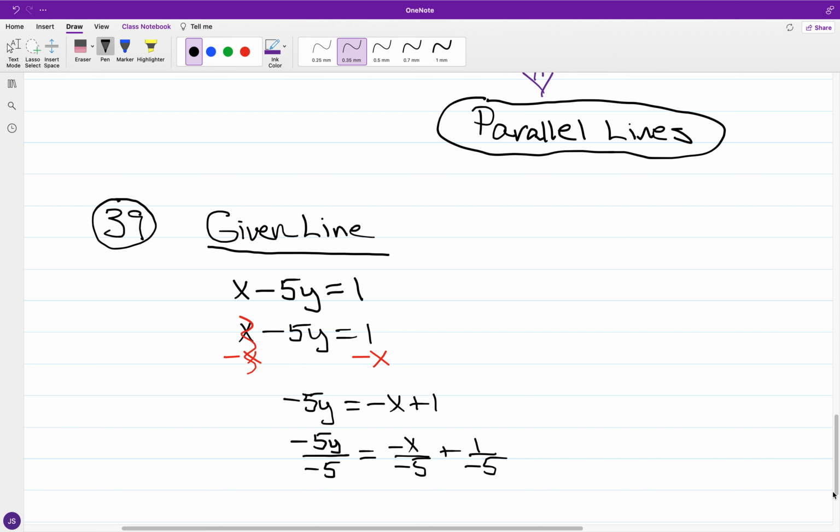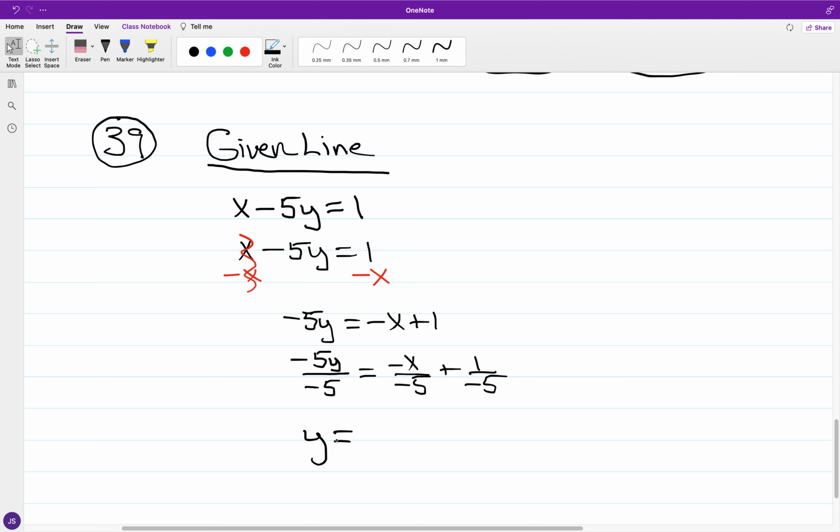Negative 5y over negative 5, so this will become y. And for negative x over negative 5, negative over negative is a positive, and x over 5, you can just write this as 1/5 of x. And then 1 over negative 5, then we have minus 1/5. So for the given line, the slope is 1/5.